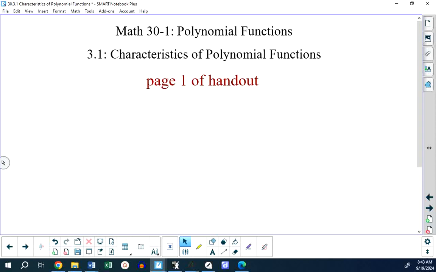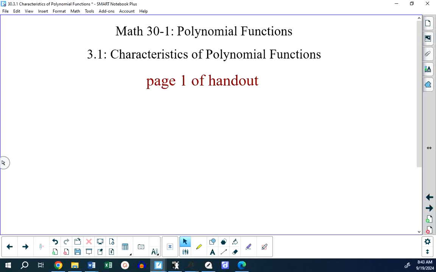So this unit is on what's called polynomial functions, and today we're going to begin by looking at characteristics of polynomial functions. The unit in a nutshell revolves around the graphs of polynomial functions, and part of that has to do with transformations of polynomial functions, but that's very minor, a thin veneer on top of everything.